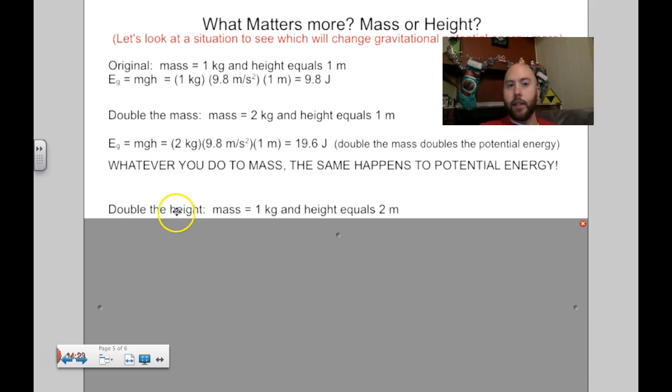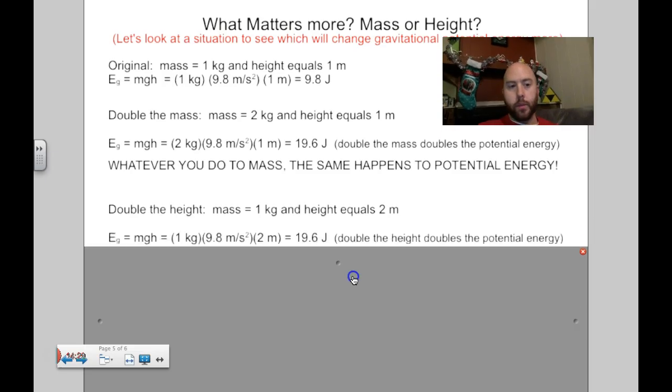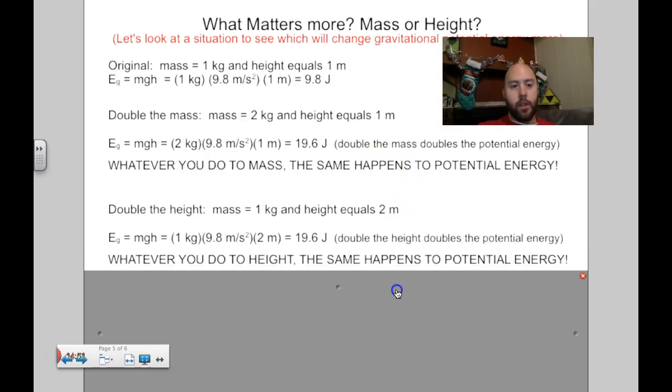Now let's look at height. Keep the mass the same as the original, but double the height. Again, gravitational potential energy is mass times gravity times height. 1 kilogram times 9.8 meters per second squared times 2 meters is 19.6 joules. Well, that's interesting. When you double the height, it doubles potential energy. It does the exact same thing. So again, this is also directly proportional. Whatever you do to height, the same thing happens to potential energy. So what matters more? Neither. They do the same thing.